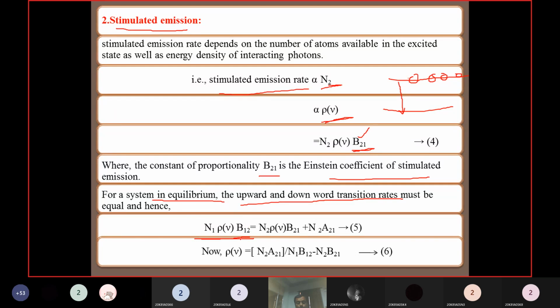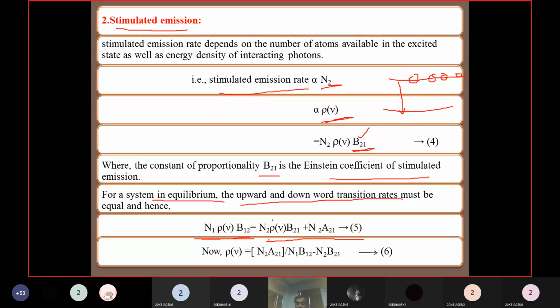The rate of absorption is equal to the rate of emission. There are two emissions here: one is the spontaneous emission, another one is the stimulated emission. So the rate of emission is equal to the rate of spontaneous emission plus the rate of stimulated emission.